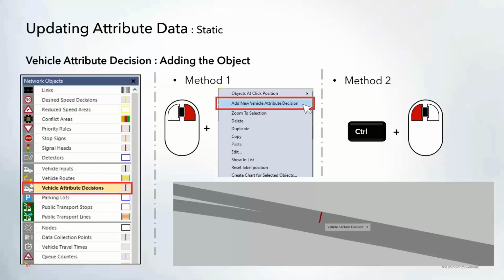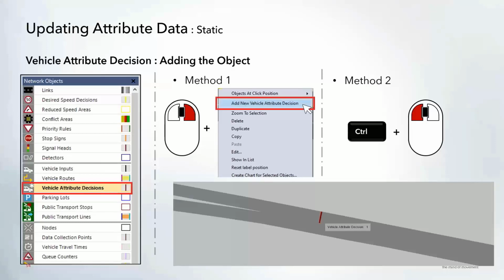And Vissim does have a built-in object in order to accomplish this. And this object is called the vehicle attribute decisions. And these can be placed on any link or connector. And as a vehicle crosses this point, that's when an attribute will be updated.